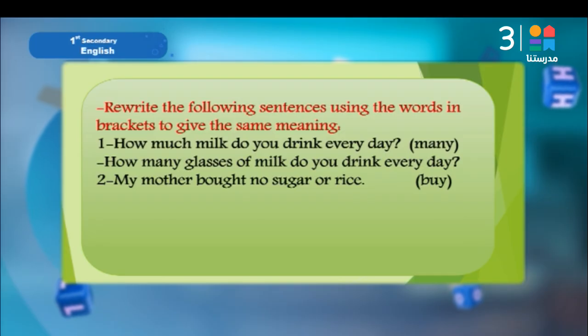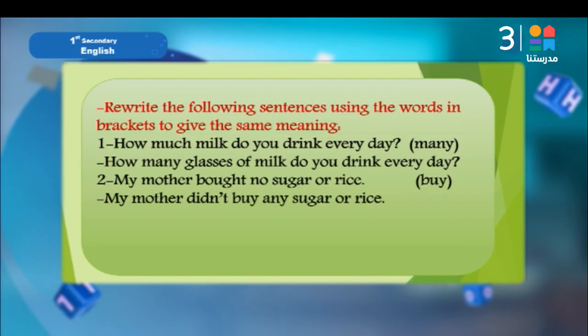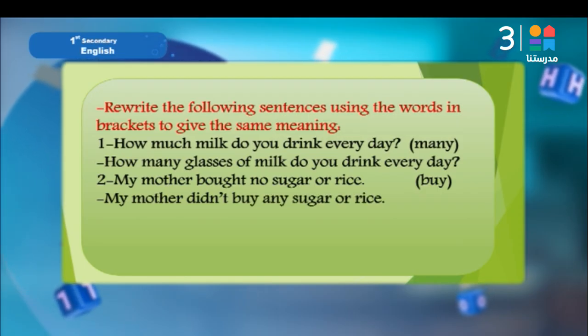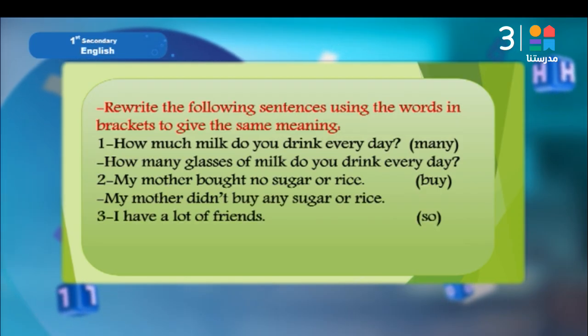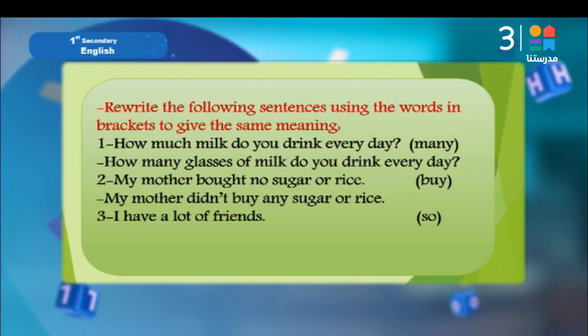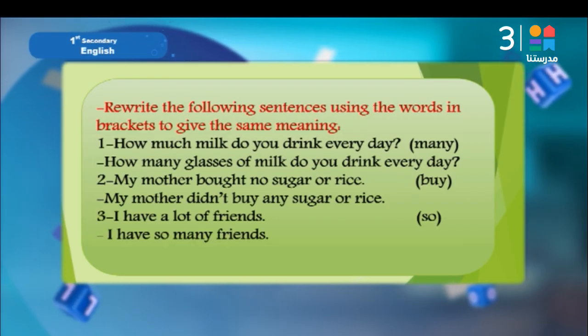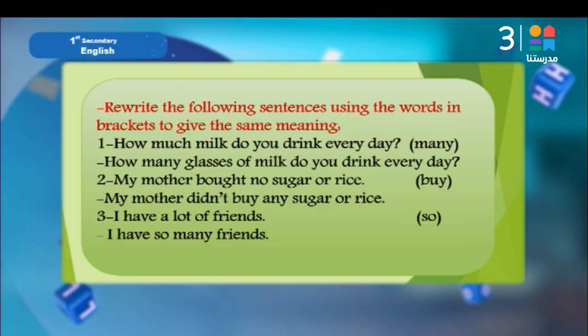Question number 2, my mother bought no sugar or rice. I would like to put buy. How can I say it? My mother didn't buy any sugar or rice. Number 3, I have a lot of friends. I need to put so. I have so many friends.